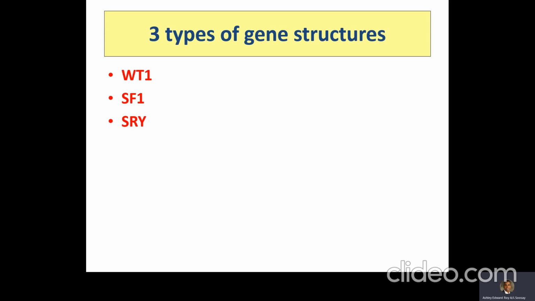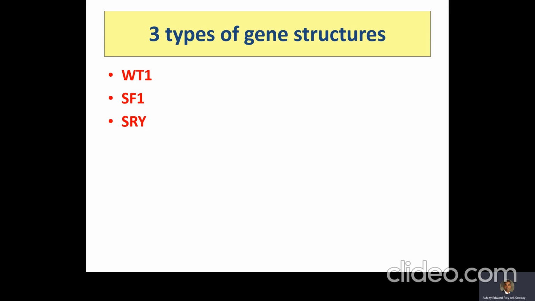Okay, in this session, what I would like to share with you are complementary slides which will help you to understand the determination of sex, part one. What I am trying to show here is that there are three types of gene structures: WT1 as an example, then SF1 as an example, and finally the SRY gene.